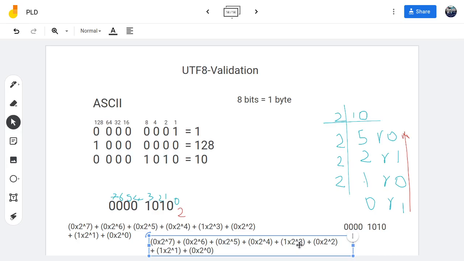2 raised to the power of 3. Yes. 2 times 2 times 2. Which is? 2 times 2 is 4, now 4 times 2 is 8.